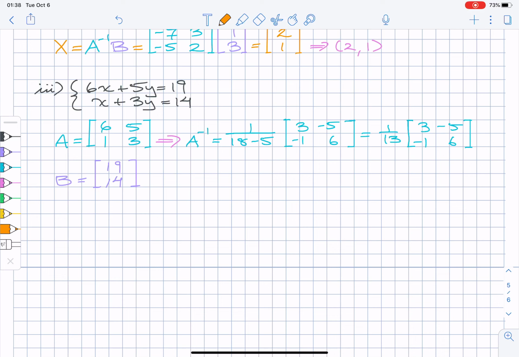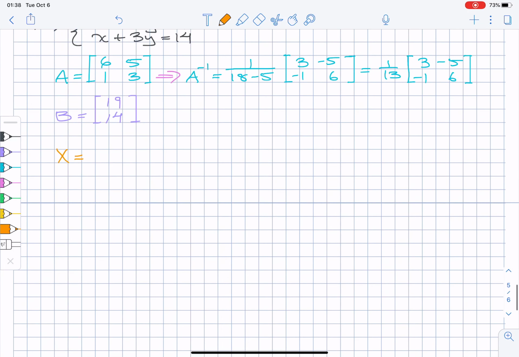So X, which is A inverse B, will be 1/13 times the matrix 3, -1, -5, and 6 times the matrix 19 and 14. Okay, so we get 1/13. Let's calculate the product of these two matrices.